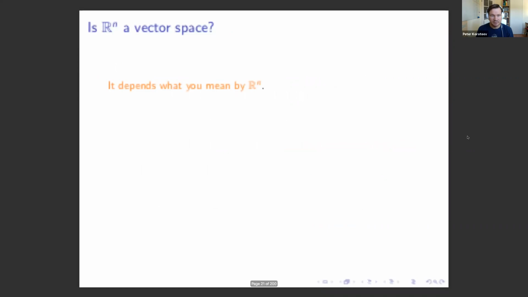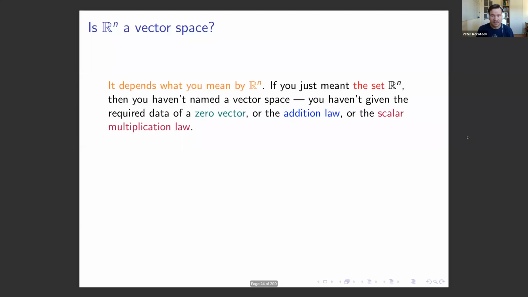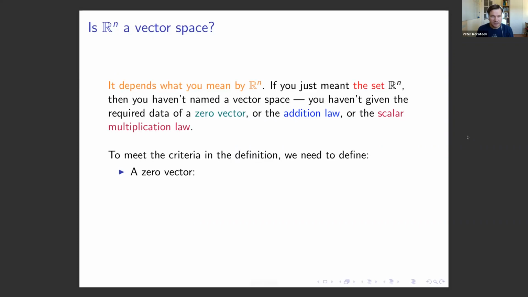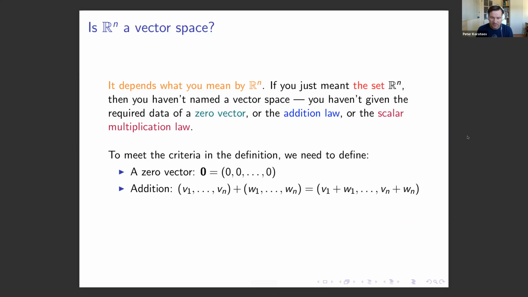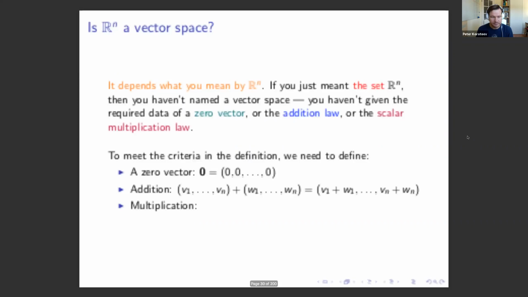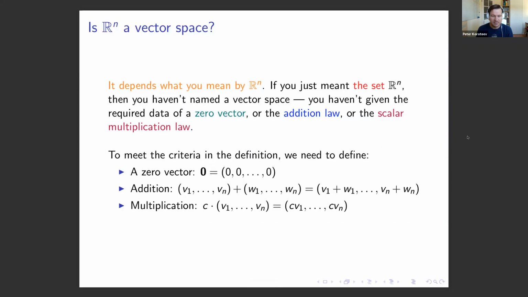So is Rn a vector space? Well, that depends on what you mean by Rn. If we just mean the set, then we haven't defined the vector space yet. We haven't given the required data of a 0 vector or the addition law or the scalar multiplication law. To meet the criteria of this definition, we need to define a 0 vector, which is just a vector whose components are all 0. There are n of them. Addition: we add vectors component-wise, like this. Multiplication: multiplying the vector with components v1 through vn by scalar c is just multiplying every component of the vector by the scalar. And then we need to check the 7 axioms from the previous slide.